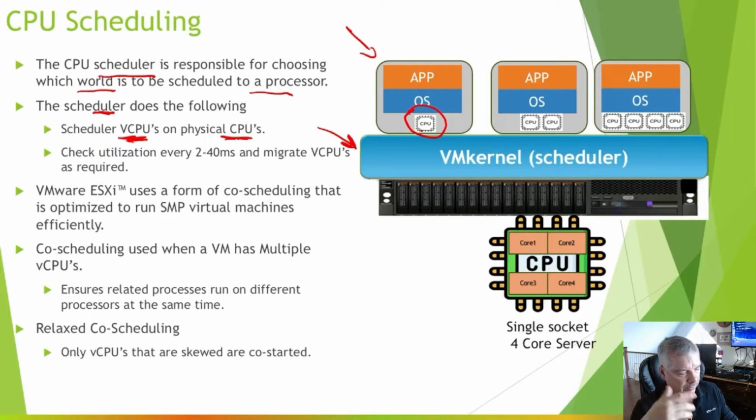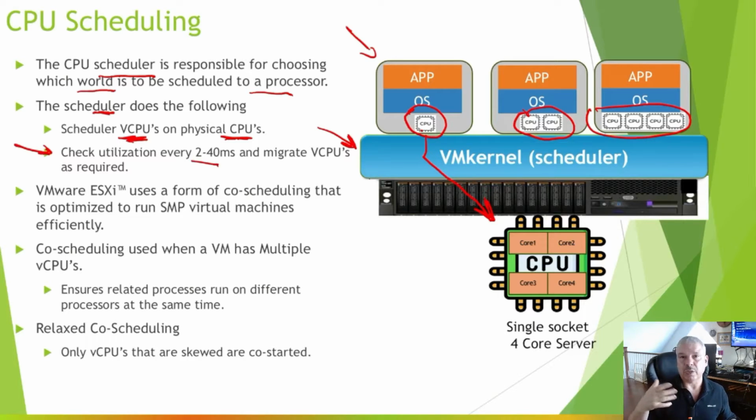So the VM kernel will say, I need to schedule it out on my processor. Notice this one has 2 and this one has 4. The scheduler is going to check every 2 to 40 milliseconds and migrate any virtual CPU. So it's going to check and see if we need to schedule any out or migrate them off.